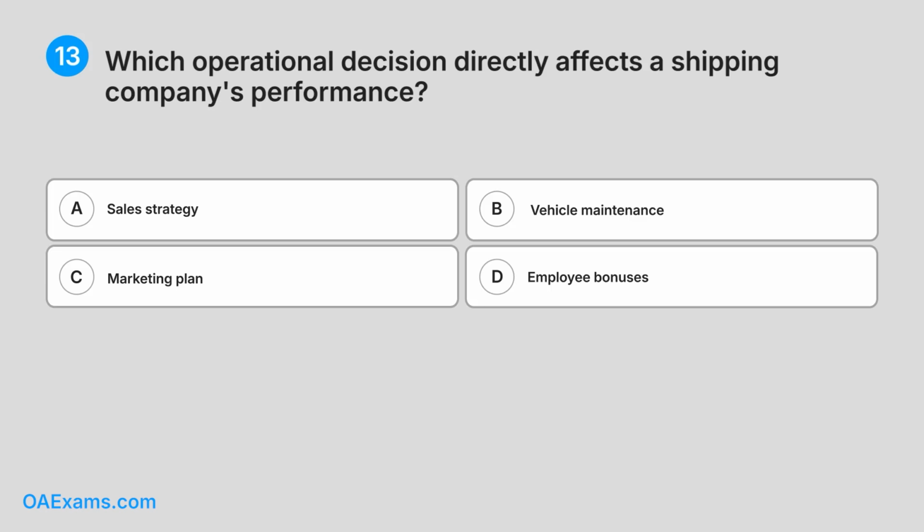13. Which operational decision directly affects a shipping company's performance? A. Sales strategy. B. Vehicle maintenance. C. Marketing plan. D. Employee bonuses. Do you know the answer?